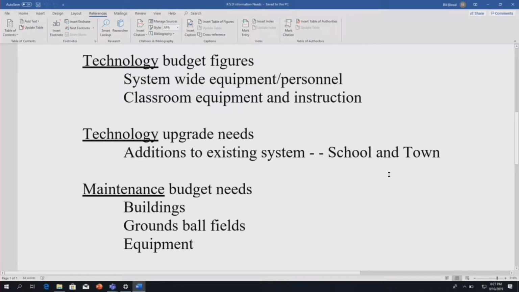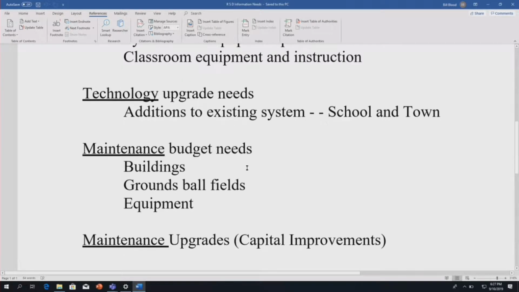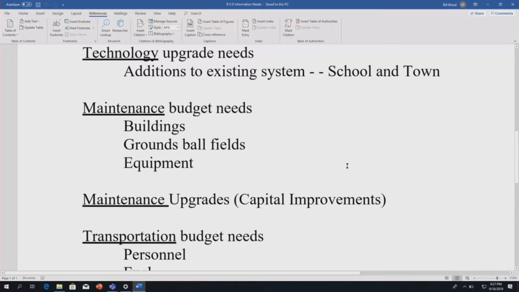Technology budget, there's 2 parts to this, as I said earlier. There's a system-wide equipment, what's it going to take to get into the school, what's it going to take to provide computer access to the school, and then what actually happens in the classroom. Are we going to lose what we have as far as equipment, so forth and so on. And then the technology upgrades, there would be town technology upgrades too, that we would need to consider. The maintenance budgets, they speak for themselves.